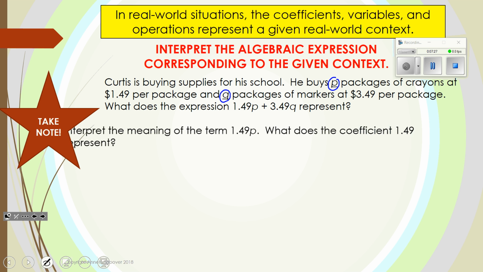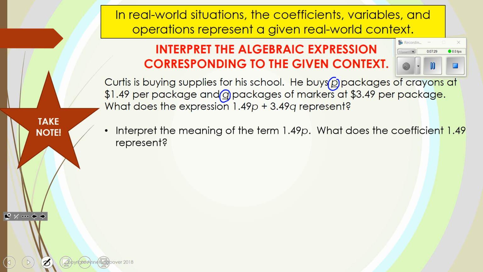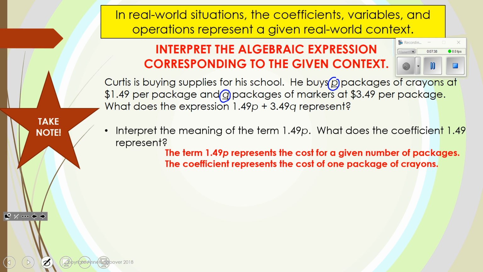So we're going to break this down. First of all, interpret the meaning of the term 1.49p. What does the coefficient 1.49 represent? The term 1.49p represents the cost for a given number of packages. Once you know how many packages he bought, you multiply that times 1.49, and that gives you the total cost. The coefficient, which is $1.49, represents the cost for one package of crayons.